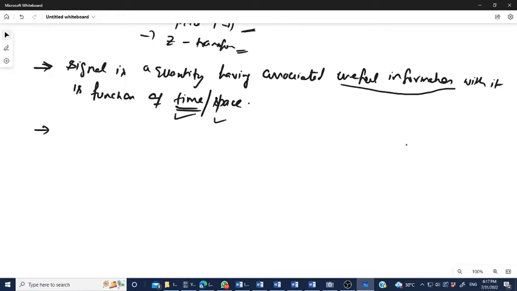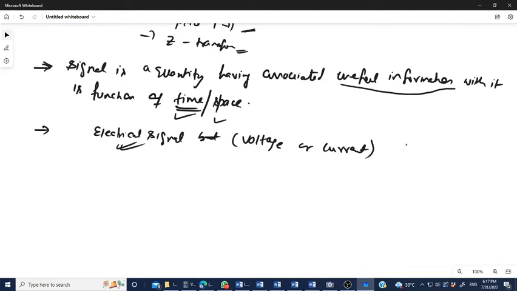Generally we deal with electrical signals, but not always. It is not necessary that the signal is always an electrical signal. But examples of electrical signals are voltage or current, and both are functions of time, v(t) and i(t).